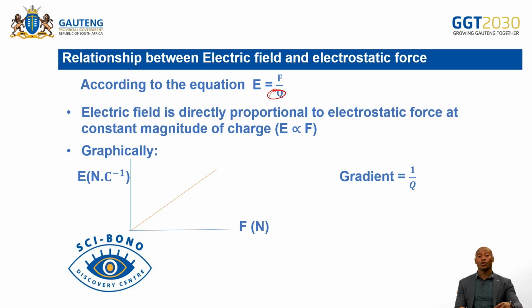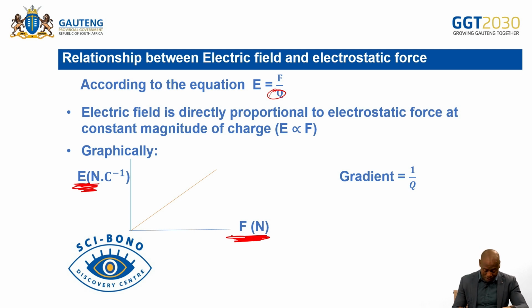Here I was showing the relationship between E and F using a graph. If F increases, E also increases by the same factor. As the magnitude of the force increases, the electric field at a point also increases, which means the electric field at a point depends on F. This graph shows the direct proportionality between E and F.